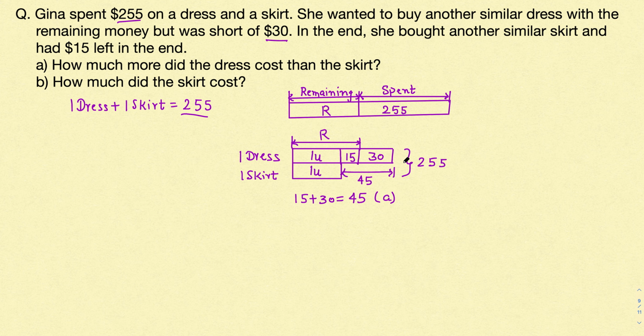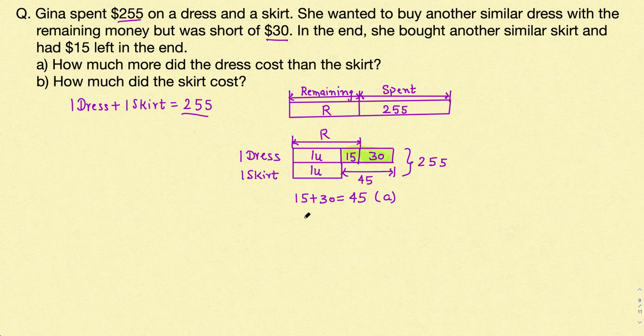So from this model, the total amount, see, this 2 units plus another 45, right? 2 units plus 15 plus 30 is 255. So if we just subtract this extra $45 from 255, that will give us 2 units, right? So basically we can highlight this part. You can see, if I just take out another 45 from 255, if I subtract this part, we will be left only with 2 units, right?